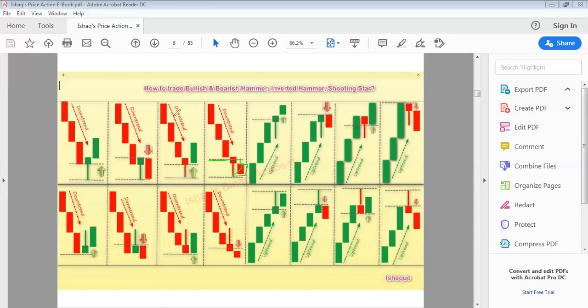But when you find a two bar candlestick pattern, we are going to the next slide.